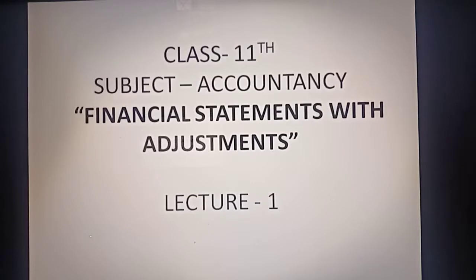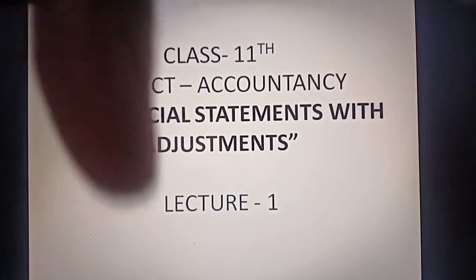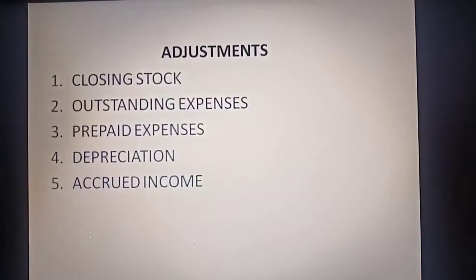In this lecture, we will discuss the 5 adjustments of financial statements. In the previous lecture, we discussed how to prepare the trading account, profit and loss account, and balance sheet. Now, I will tell you how to record the adjustments in the trading and profit and loss account and balance sheet. All 5 adjustments, that is closing stock, outstanding expenses, prepaid expenses, depreciation and accrued income, we will discuss in this video. First, I will tell you what an adjustment is.